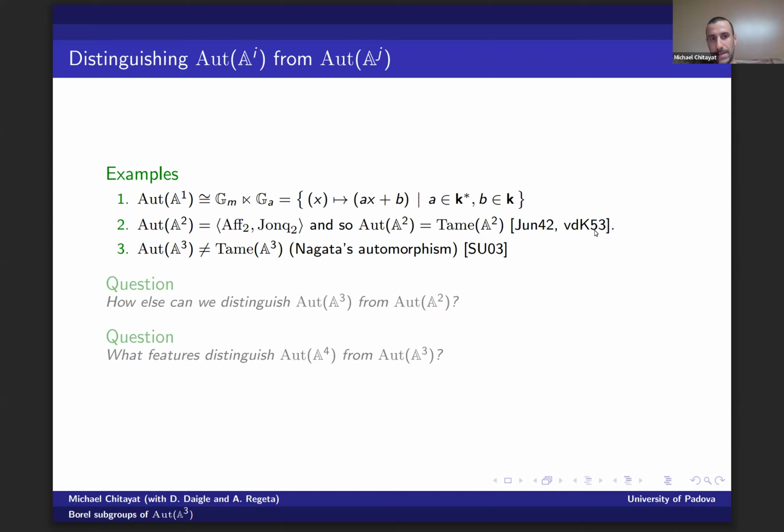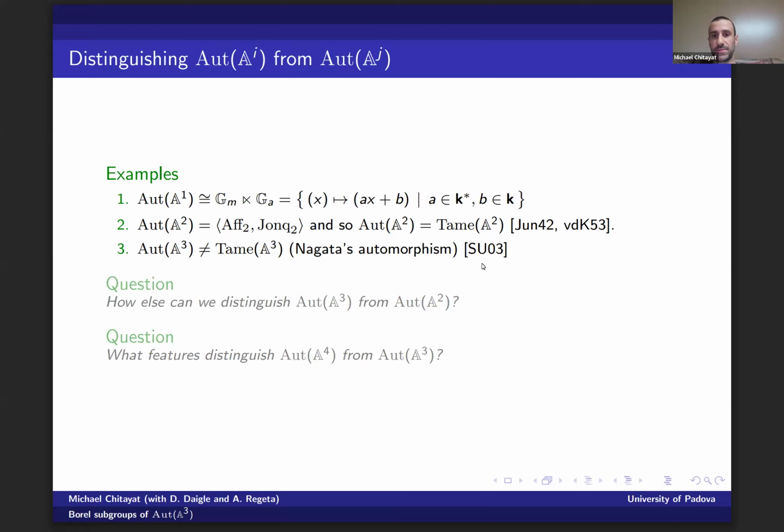And one way of distinguishing it from Aut A1 is by the fact that it doesn't admit a structure of an algebraic group. So Aut A1 you can write as an algebraic group, Aut A2 you cannot. And one way of distinguishing Aut A3 from Aut A2 is by the fact that Aut A3 actually is not equal to its tame subgroup.